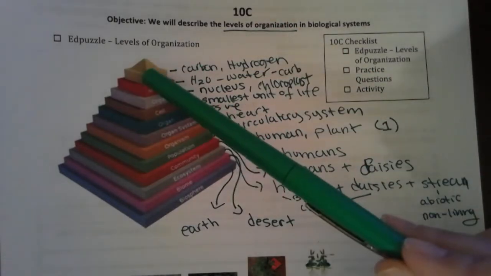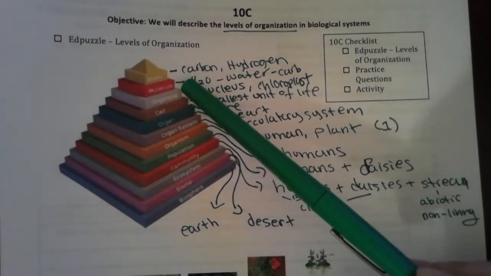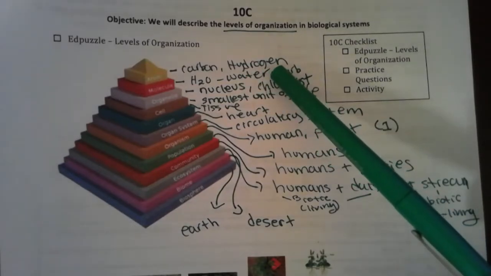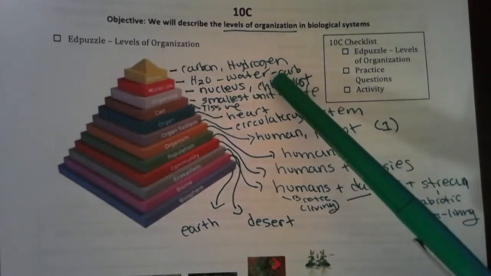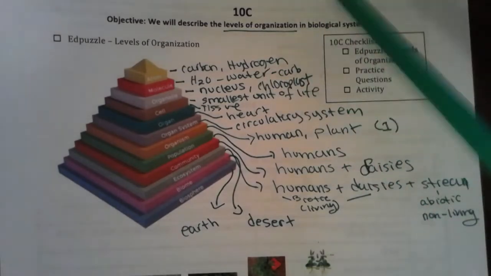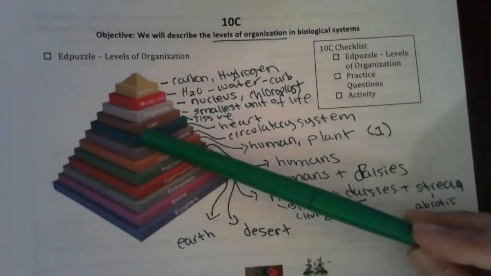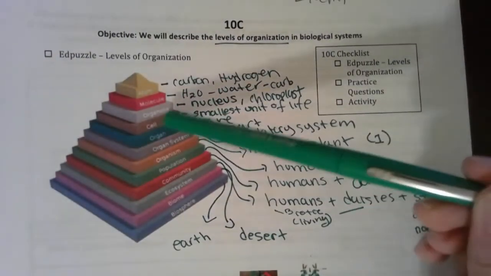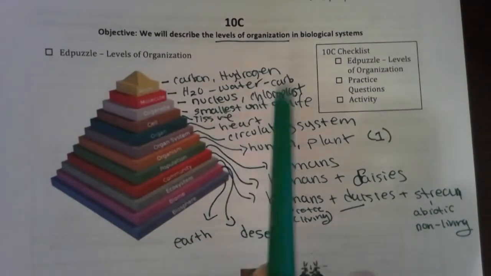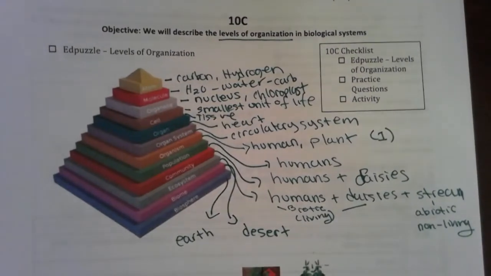When we put atoms together, we make molecules. So an example would be like H2O, which is water, or like a carbohydrate, lipid, protein, nucleic acid. All of those are biomolecules. All of those are molecules. And when we put those molecules together, we can make organelles, which are the little organs that make up a cell. Organelles are like the nucleus, chloroplast, and those are the things that are inside of a cell.